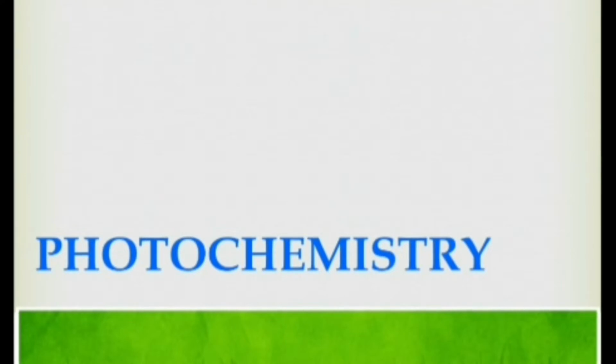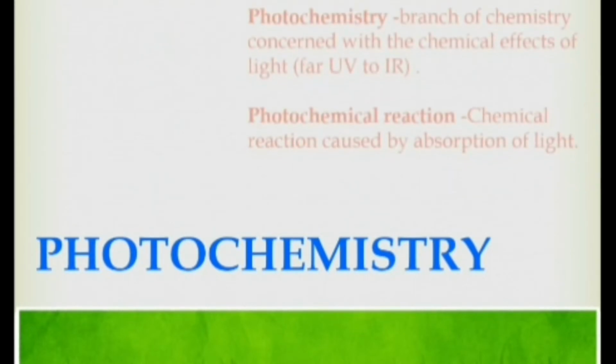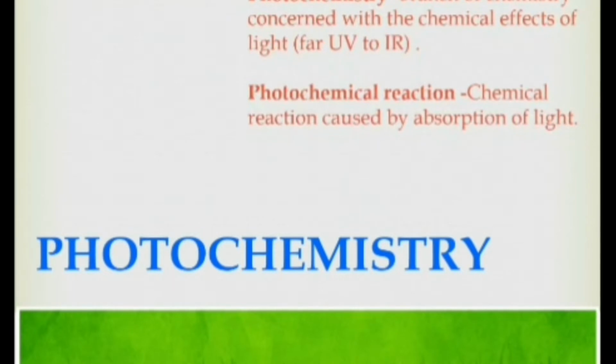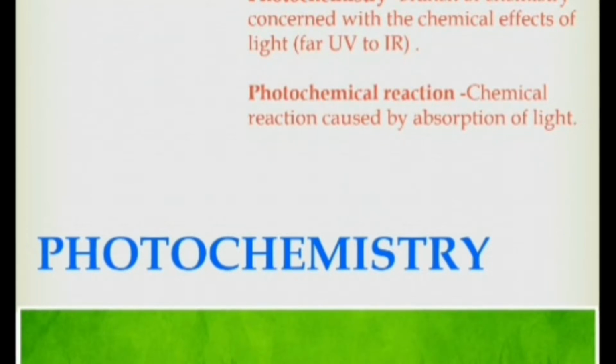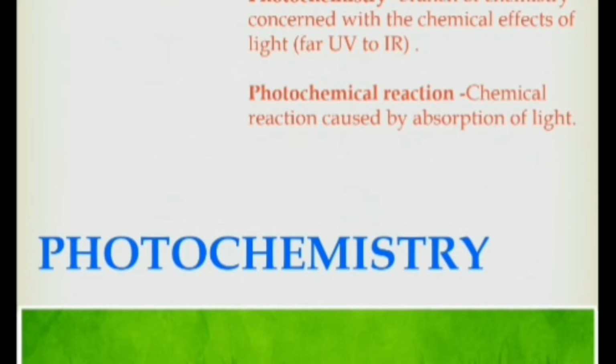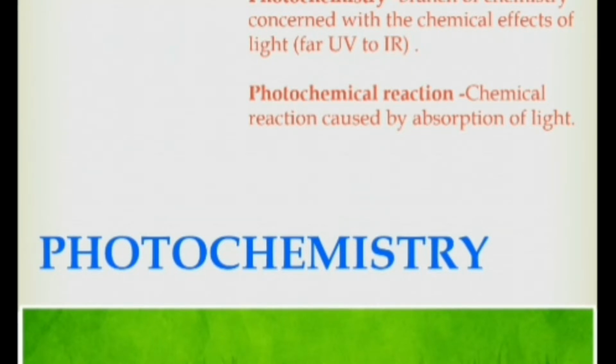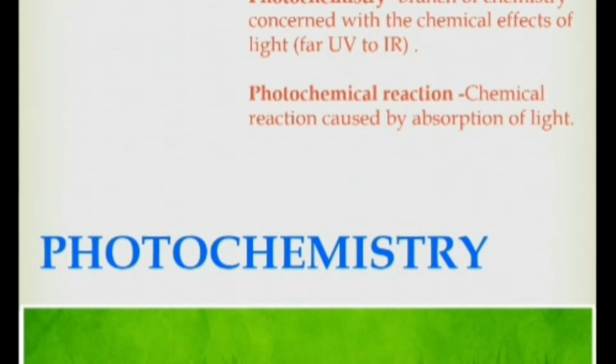We are going to discuss photochemistry. Photochemistry is the branch of chemistry concerned with the chemical effect of light, that is far UV and IR along with visible light. Photochemistry deals with the interaction of radiation, or light, or electromagnetic radiation with matter that brings out a photochemical change or a photophysical change. That's how it has to be told.